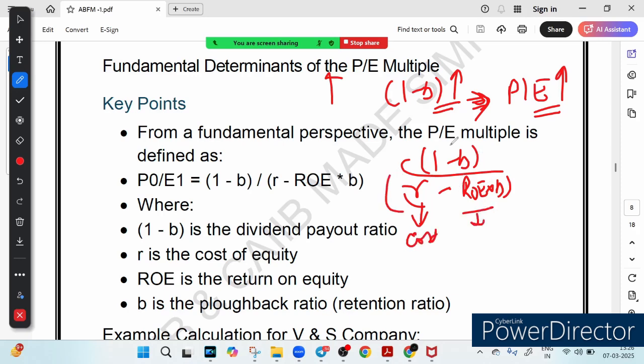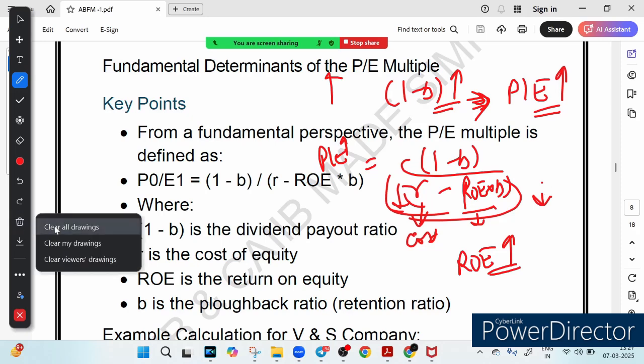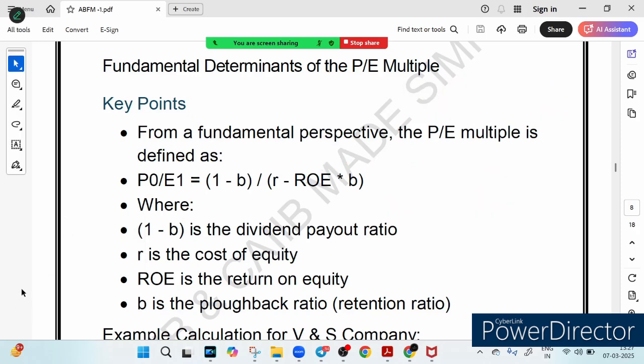So if a company has a high dividend payout ratio, this PE will increase because they are proportional to each other. And if a company has high ROE, suppose ROE is high and cost of equity is low, this entire value will become less, so PE will increase. So it means investors are willing to pay more for its earning. And if dividends are higher, investors are willing to pay more for its earning. Per unit earning, how much investors are willing to pay, that PE ratio shows you, price per earning.